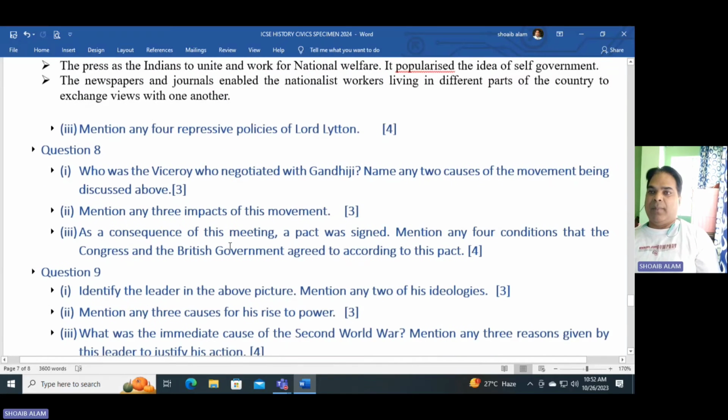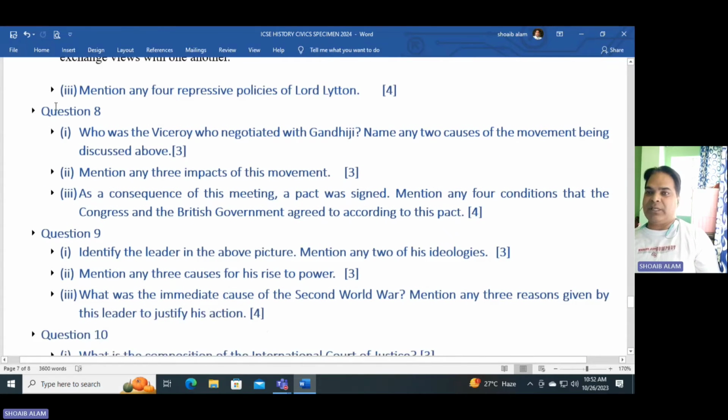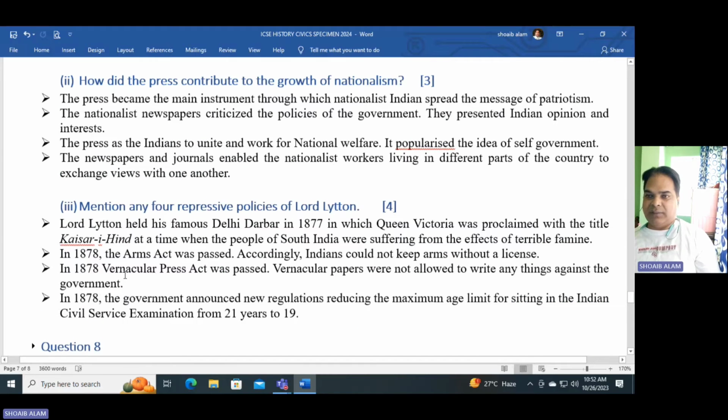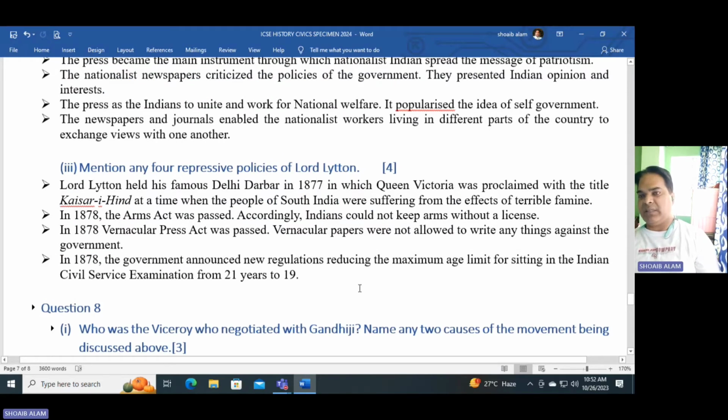Okay. Now, mention any four repressive policies of Lord Lytton. So see here, four repressive policies. First one, Delhi Darbar was held in 1877, when the whole country, let us say the whole South India, was suffering from terrible famine. Second one, 1878 Arms Act was passed. 1878 Vernacular Press Act was passed. And 1878 again the government announced the age limit for civil services was reduced from 21 years to 19 years. So these were the repressive policies of Lord Lytton.